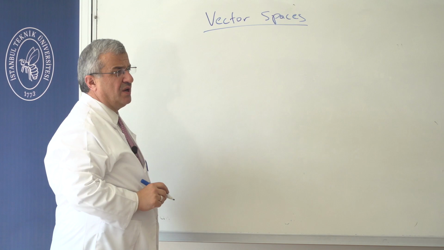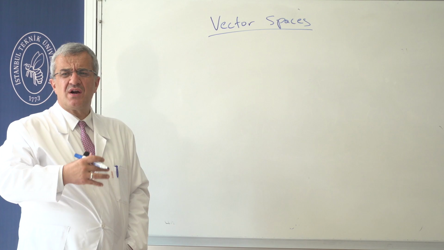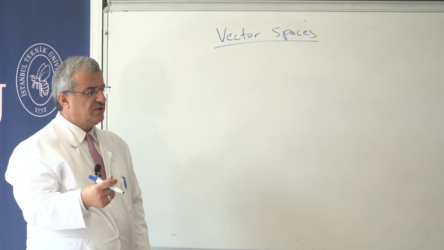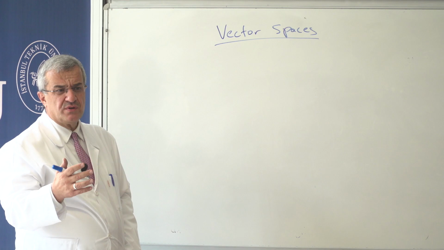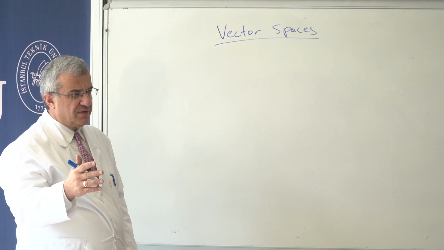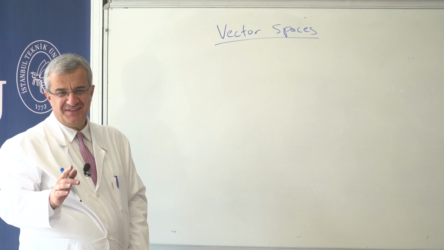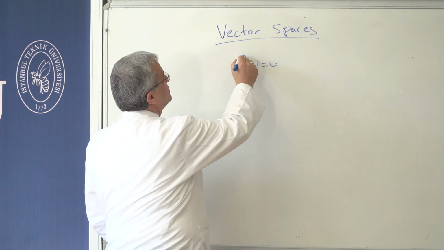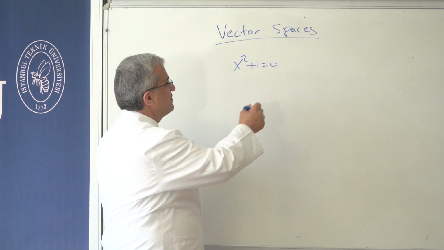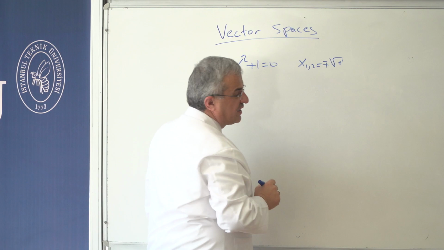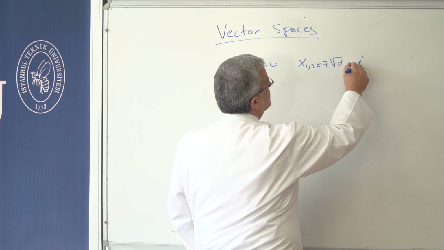Vector spaces. We are familiar with numbers, real numbers and natural numbers, and you are familiar with base two numbers, zeros and ones, etc., right? And probably, did you hear about complex numbers? Is there anybody who did not hear about complex numbers? Okay, what is the solution of x squared plus 1 equals 0? x1,2 is equal to plus and minus the square root of minus 1, which is plus and minus i. Okay, so you heard about this.